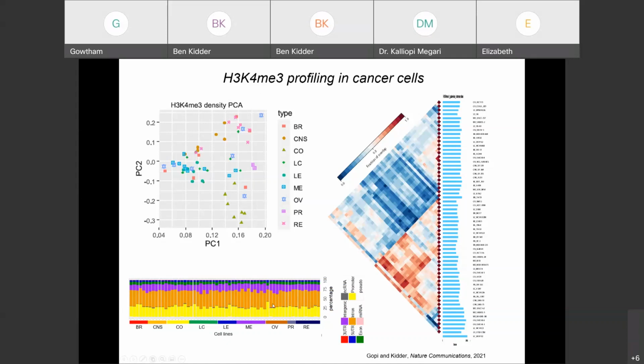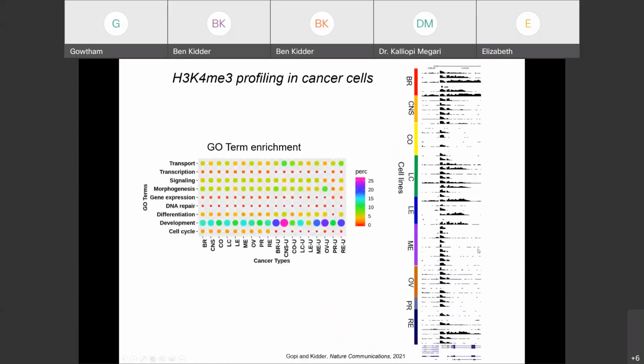Another interesting thing we observe is the similarity in the actual peaks between these 60 different cancer cell lines. This is basically showing a pairwise intersection of these peaks across these 60 different cancer cell lines. And functional annotation of these peaks may also provide some insight into what types of genes may be patterned or occupied by these histone modifications.